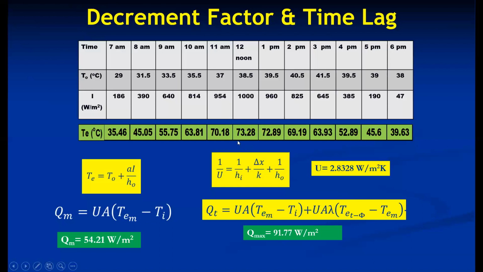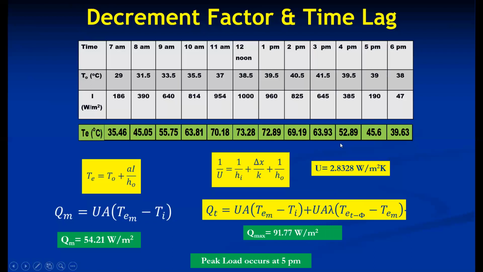So 5 hours after that means what? That is 1, 2, 3, 4, 5. So at 5 p.m. the peak load arises. The peak load occurs at 5 p.m. because that is 5 hours later. That means while calculating the heat transfer rate at 5 p.m., we have to consider the temperature at 12 noon. In the second numerical, it actually coincides.